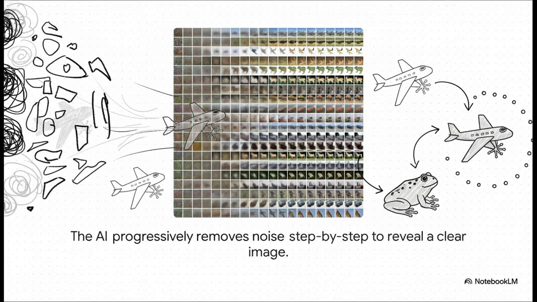It's incredible. You start on the far left with just pure noise. Then the AI takes a guess, cleans up a tiny bit, and the image gets just a little less fuzzy. It does this again and again, maybe 1,000 times. And slowly, like a photograph developing in a darkroom, a clear picture just emerges from the static. It is absolutely mind-blowing to see.